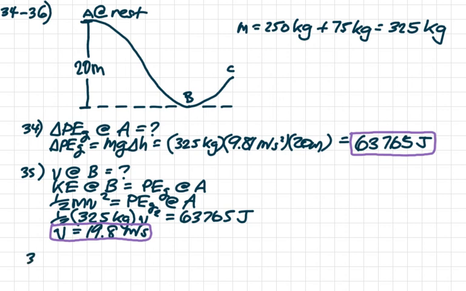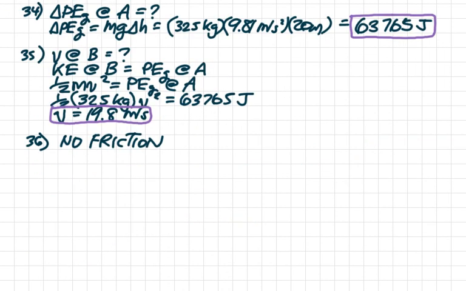And the last problem in this video, the last problem in this set is 36. Compare total mechanical energy of the car and passenger at points A, B, and C. The one thing to recognize, because I was like, oh, C is a lower hill, there must be friction. The problem specifically says neglect friction. There is no friction. 36 has a short answer and a little bit longer answer. First of all, the short and simple answer is that the total mechanical energy at A, B, and C is the same.